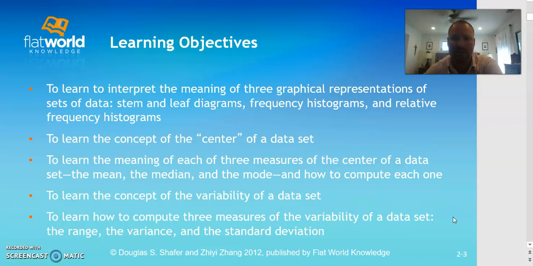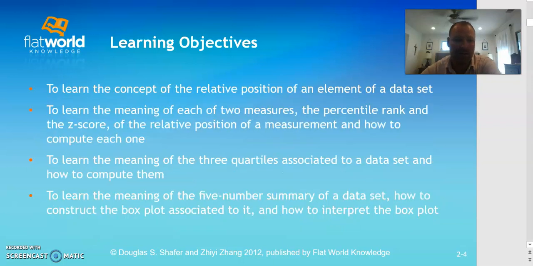To learn the concept of the variability of a data set, which would get us into the variance, the standard deviation, and the range. And then also, to learn the concept of relative position of an element of a data set, so where a particular data point might fall across the entire range or spectrum of data. To learn the meaning of two measures, the percentile rank and the z-score.